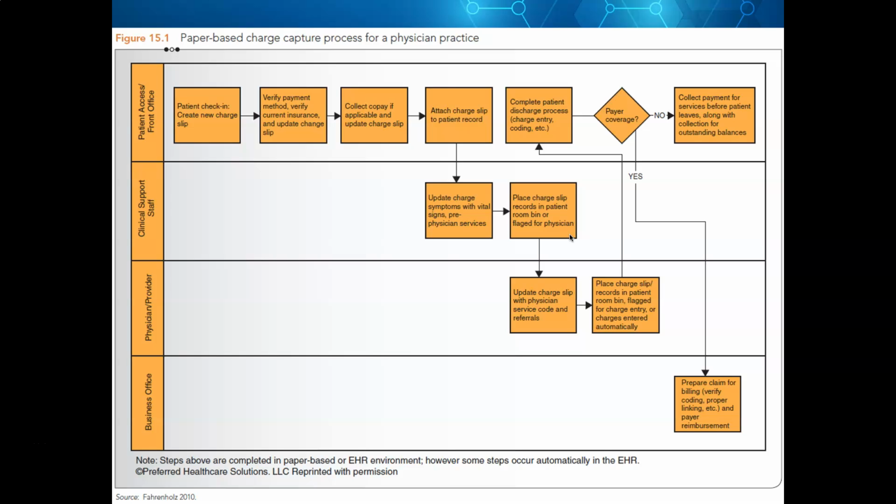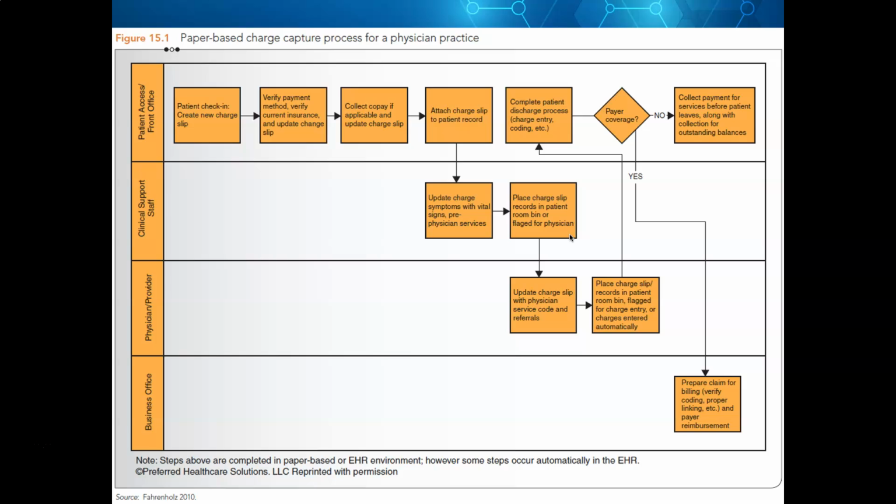The charge slip goes on top of the record or inside the record in a patient room bin, or they flag the room for the physician, or somehow they do that. It depends on what their process is. And then the physician comes in to see the patient.